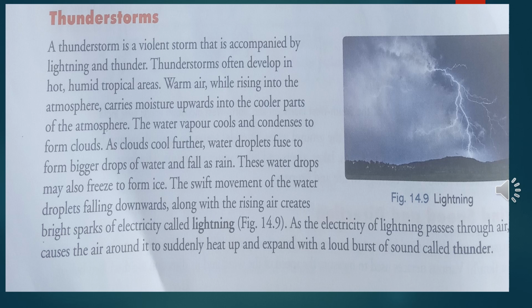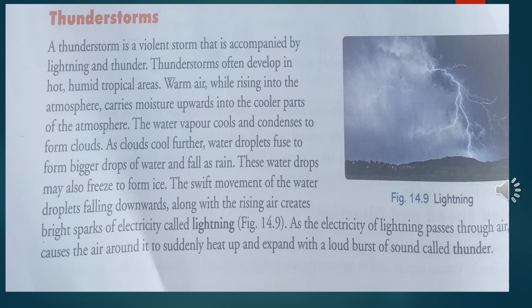A thunderstorm is a violent storm that is accompanied by lightning and thundering. Thunderstorms often develop in hot, humid and tropical areas. Warm air, while rising into the atmosphere, carries moisture upward into the cooler parts of the atmosphere. The water vapor cools and condenses to form clouds. As clouds cool further, water droplets fuse to form bigger drops of water and fall as rain. These water drops may also freeze to form ice.